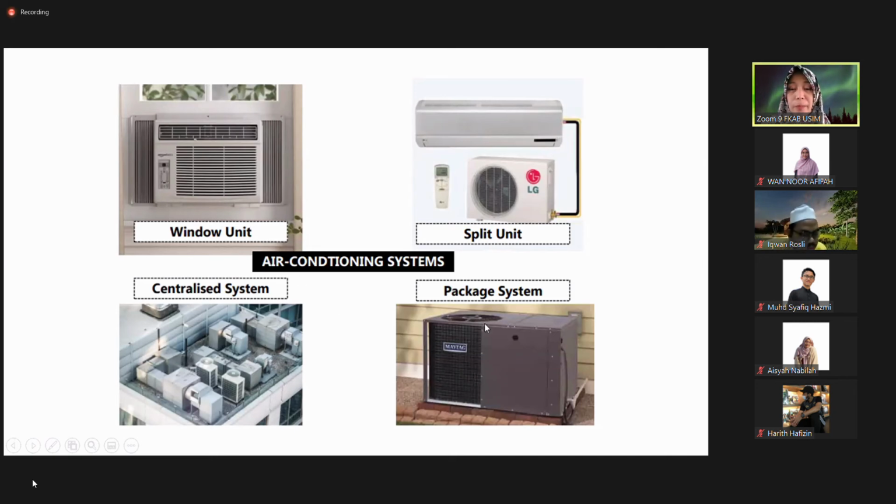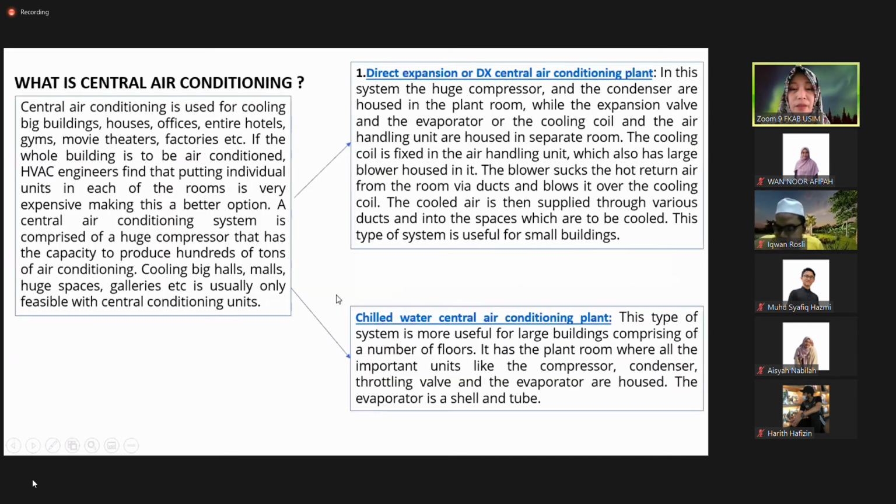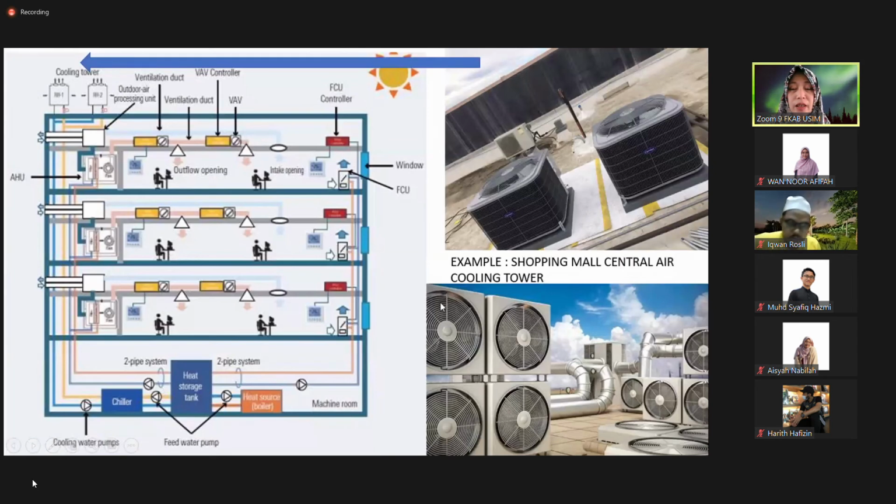Window unit dengan package unit different. Okay. So for today, they are also for high-rise building. For high-rise building, if you are using the central unit, the process is to have a cooling tower at the rooftop area. Cooling tower.